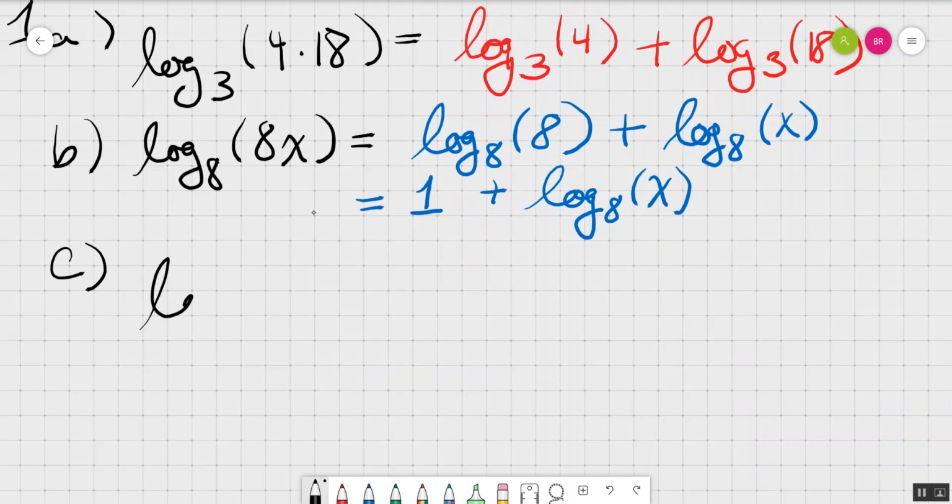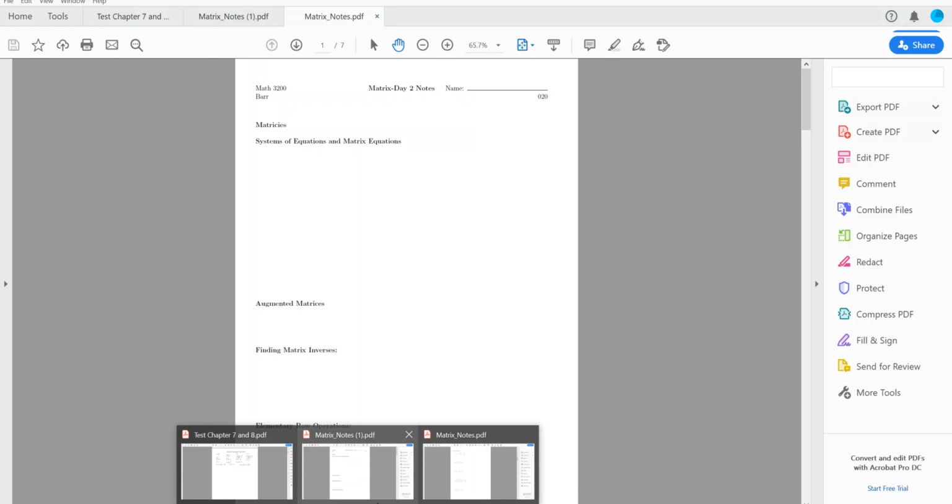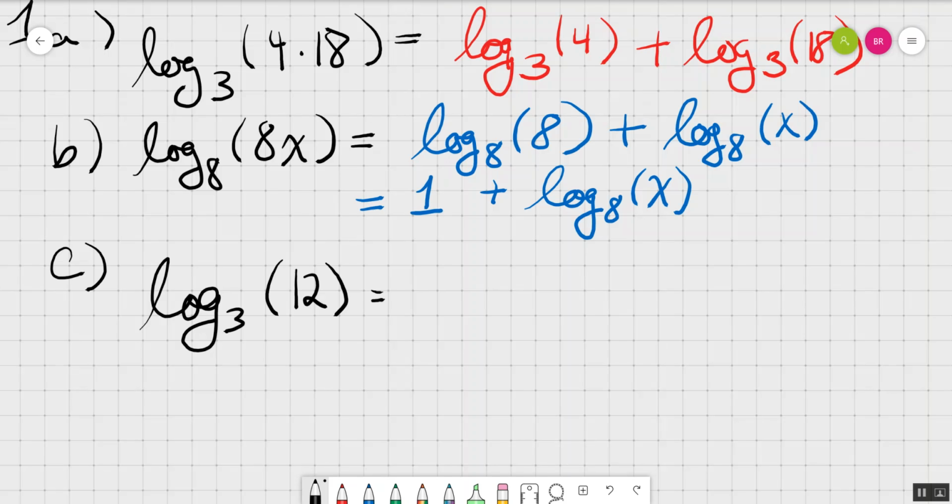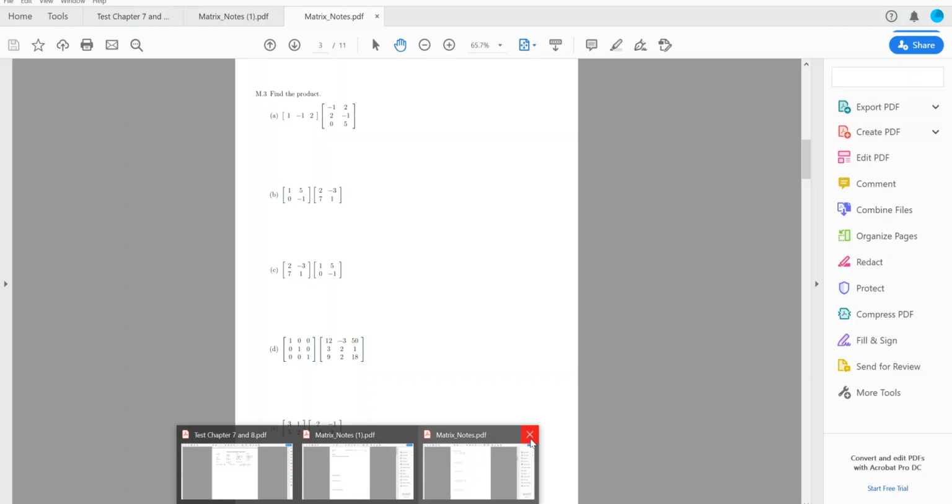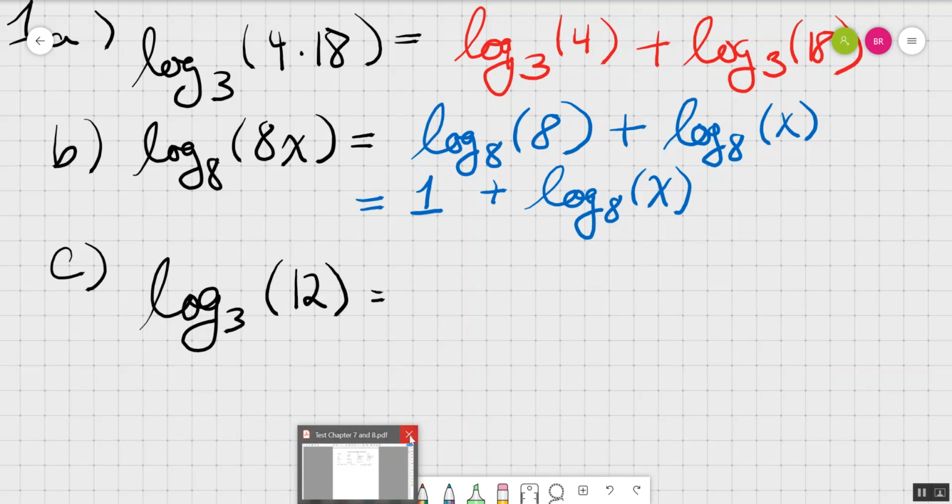Cool. Let's do the log base 3 of 12. I need to close this because it just keeps accidentally opening the PDFs. There we go. No, I don't want to save that. There we go. All right, sorry about that.